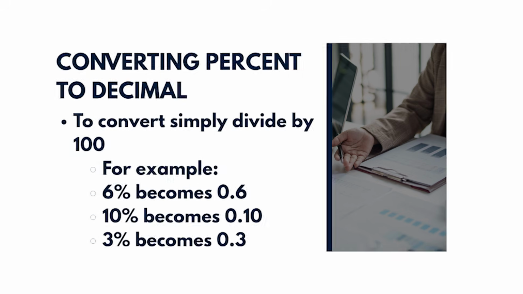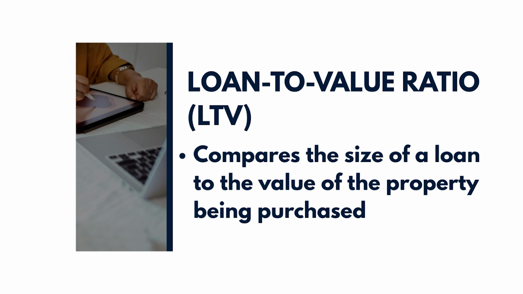Next, let's discuss loan-to-value ratio, often abbreviated as LTV. Loan-to-value ratio compares the size of a loan to the value of the property being purchased. Lenders use this ratio to evaluate risk when approving mortgage loans. LTV equals loan amount over property value. For example, if a buyer borrows $240,000 to purchase a $300,000 property, the loan-to-value ratio is 80%. Loan-to-value ratios are frequently used by lenders to determine loan eligibility and mortgage insurance requirements.